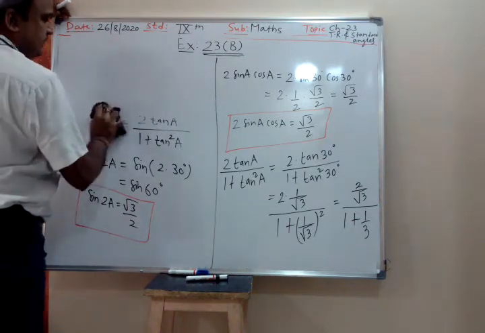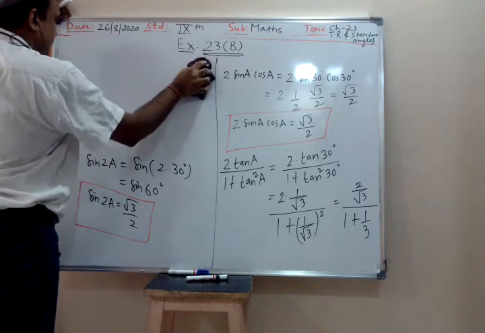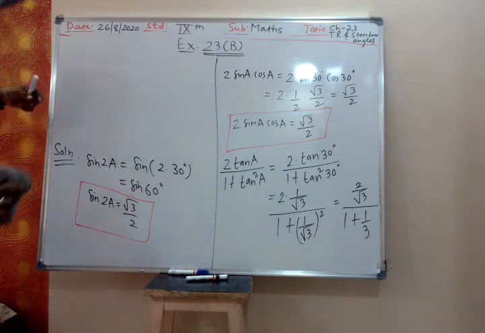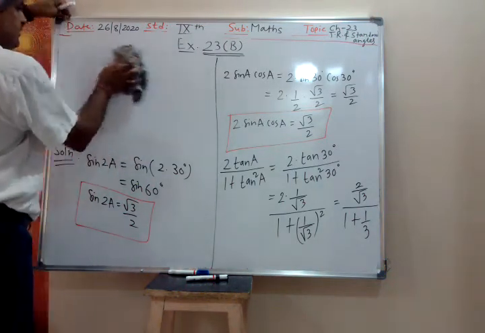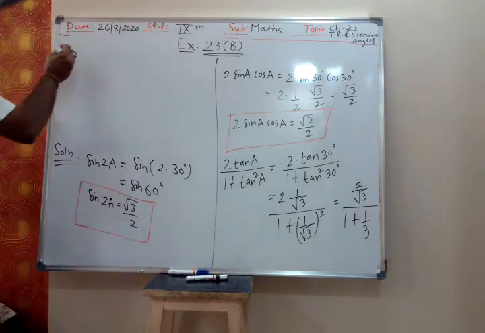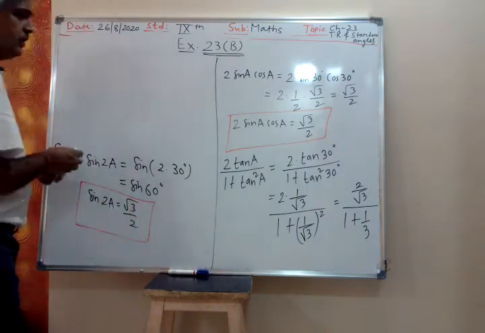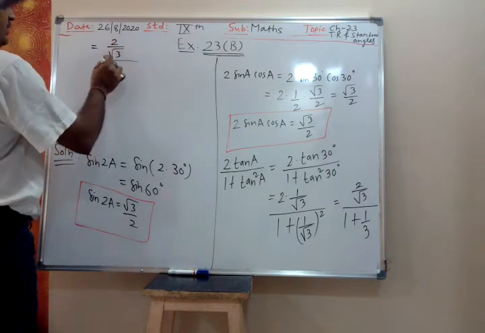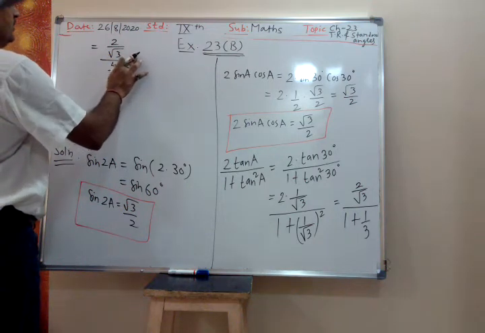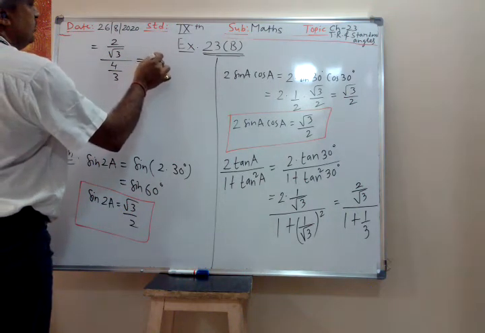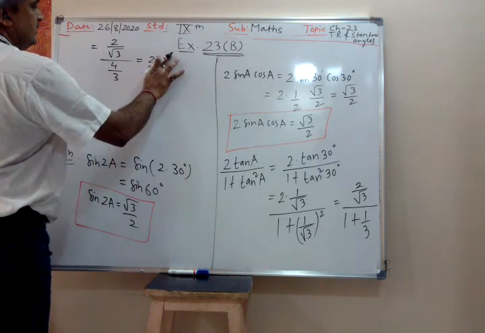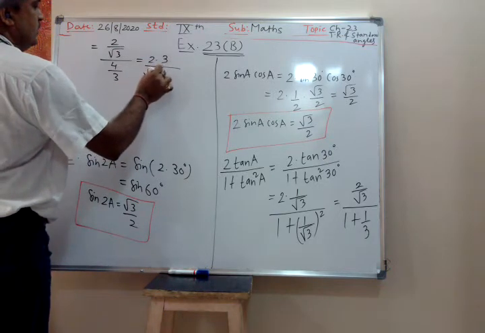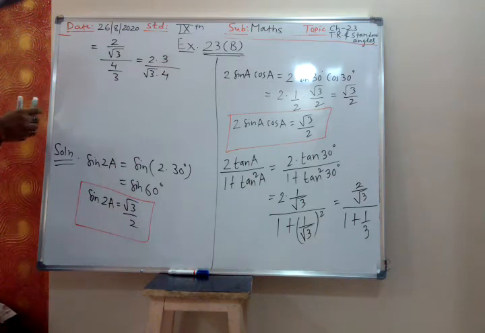So 2 tan A upon 1 plus tan square A. So now, 2 upon root 3 divided by 1 plus 1 upon 3, that is 3 plus 1 is 4 upon 3. So that will be 2 upon root 3, then 3 ones are 3, 4 upon 3. So this 3 will go up. That will be 2 into 3 upon root 3 into 4. This will go down. So now we can cancel 2.